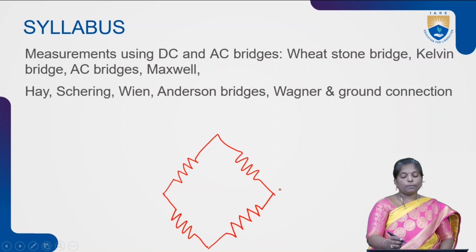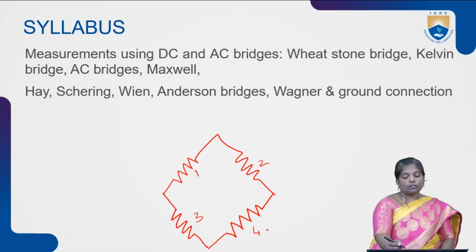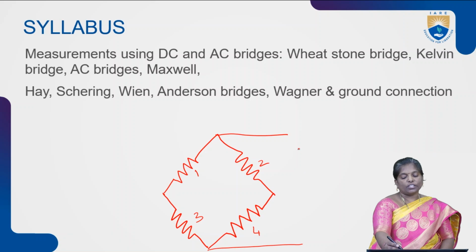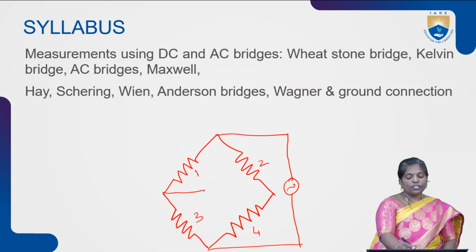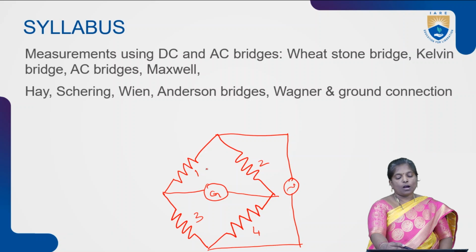This is a bridge setup. In this, we have four arms: first arm, second arm, third arm, fourth arm. The two opposite arms of the bridge are connected to a meter, whereas the remaining two arms of the bridge are connected to a galvanometer. So, normally the bridge consists of four arms: arm 1, arm 2, arm 3 and arm 4.